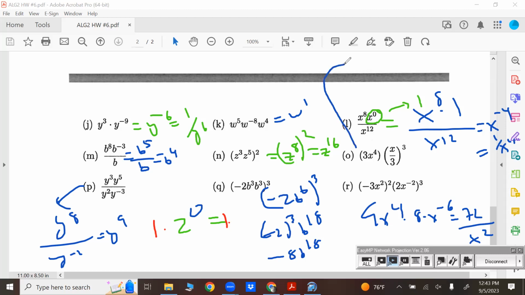And lastly, for O, you should have 3x^4 times x^3 over 27. That should reduce to x^7 over 9.